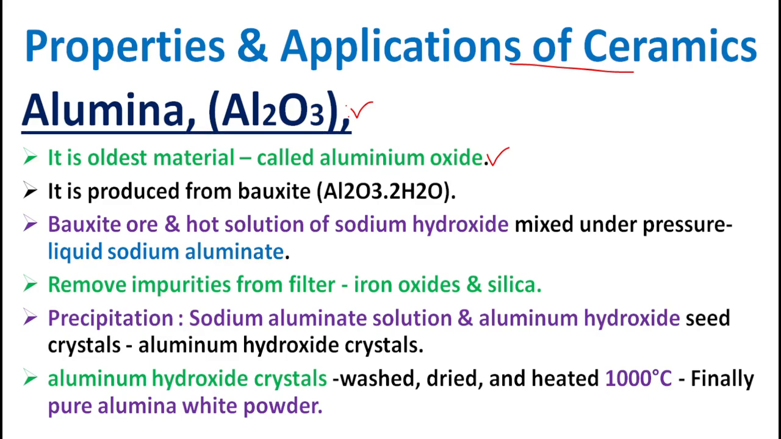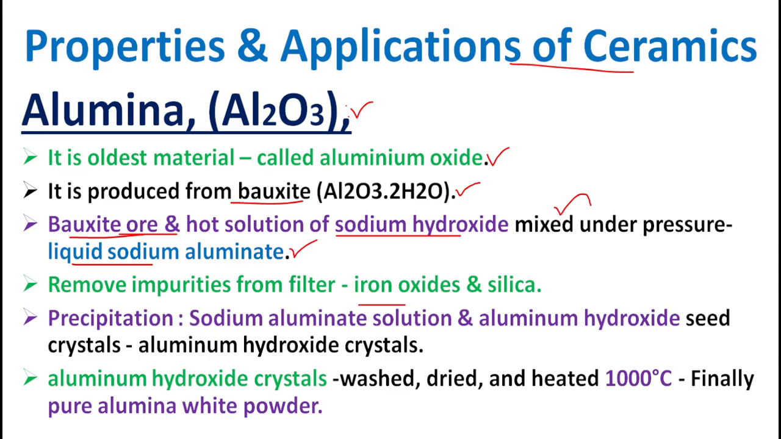Alumina, Al2O3·2H2O, is produced from bauxite, which is a type of ore. The bauxite ore and a hot solution of sodium hydroxide are mixed under high pressure, so you can get liquid sodium aluminate.